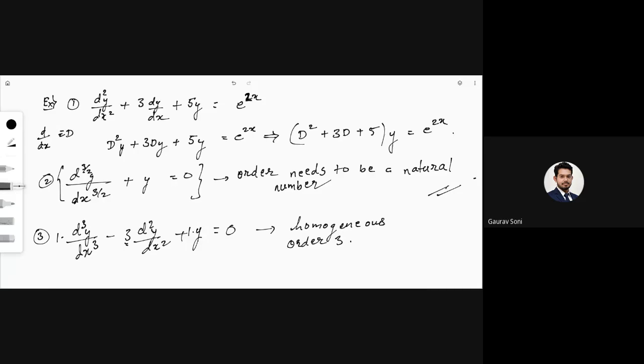Look, I am pointing out coefficients separately because we will later see cases where coefficients are variable, like at the place of 1 you will get x square or x cube, and at the place of 3 you will get x square. In that case our coefficients will be variable. Right now, I am concentrating on linear differential equations with constant coefficients.